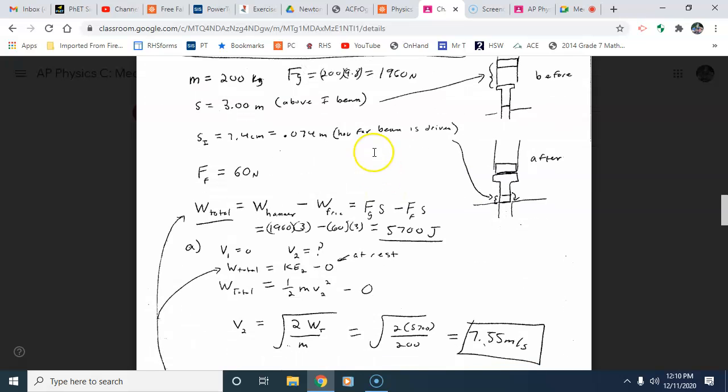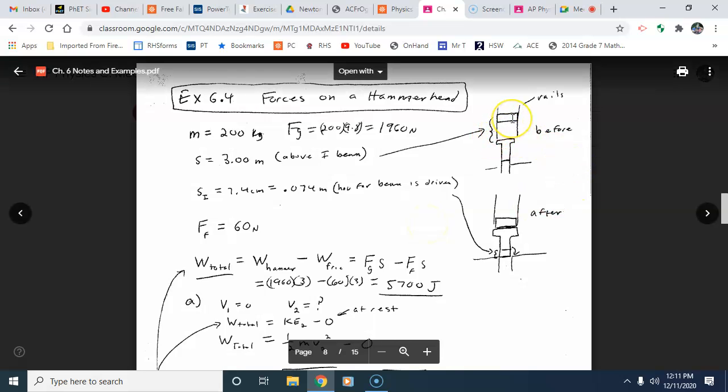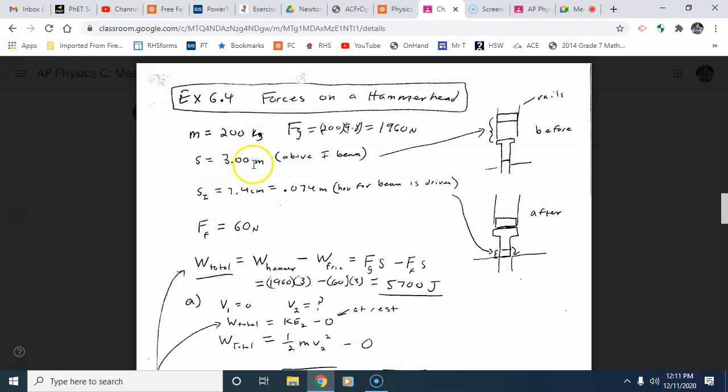All right, so for part A, we just want to find the speed of the hammerhead when it hits the I-beam. So that's the first part of this problem, not after, the moment it touches it. So in the before diagram, from here where it's dropped to right when it gets to the I-beam. And we're told we're going to use this displacement for that part. 3 meters it fell. Okay, it displaced.